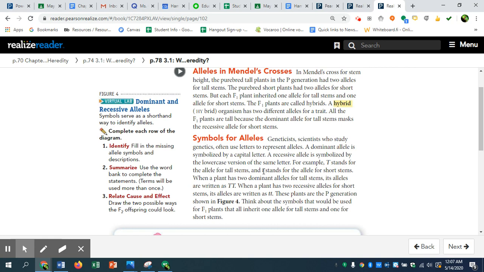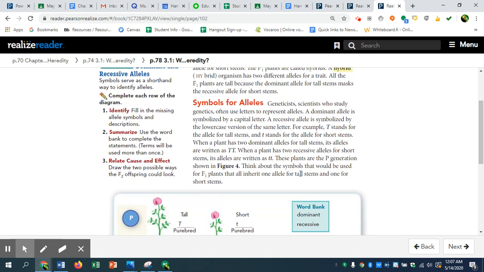Now, if the offspring inherits two lowercase t alleles, two short alleles from its parents, it's going to be short. This is a purebred. An offspring can inherit two tall alleles. That's a purebred too, and that's going to be tall. And the offspring that inherit one capital and one lowercase are considered a hybrid. They're still going to be tall because you see the dominant, but they can pass on that lowercase, that short gene, to the next generation.